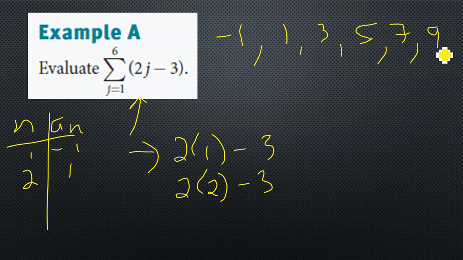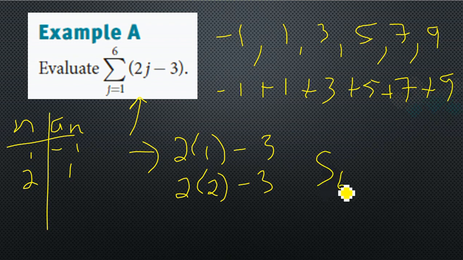And what do we do with those? Well, we add them together. So it's negative 1, plus 1, plus 3, plus 5, plus 7, plus 9. And that's going to give us what we call S6. Okay. Of course, if we add up all those pieces, what we get is 24. So that's our final answer.